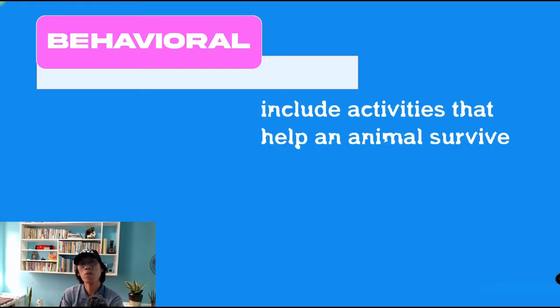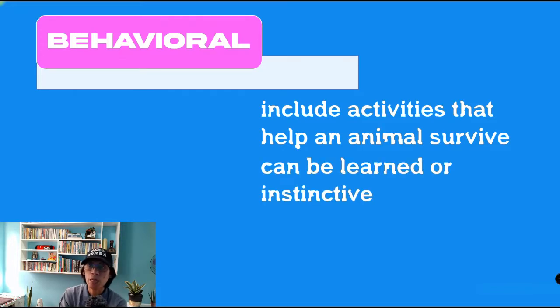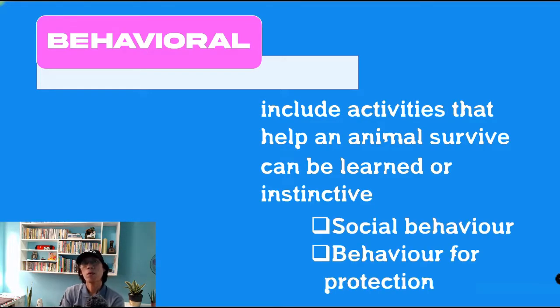Let's go to behavioral adaptation. It includes activities that help an animal survive, of course. What kind of activity? It can be a learned behavior or an instinctive behavior. Of course, when you say learned behavior, it's something that you have seen from someone modeling it or doing it, and you imitate it by doing the same behavior. Instinctive means it's something that you do as a result of certain situations. Okay, examples are social behavior and behavior for protection.